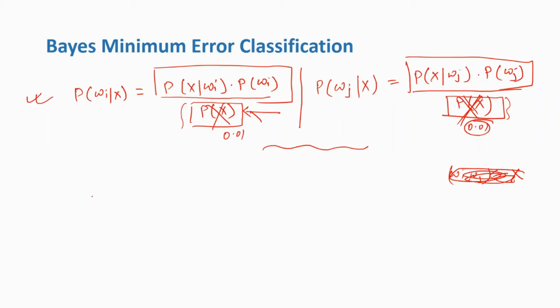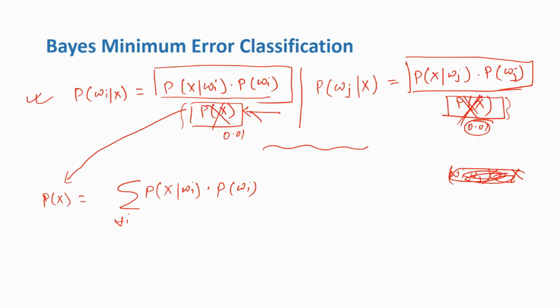Now this probability of x is also given as the summation of probability of x given omega i into probability of omega i, for all values of i. This is the probability which we are ignoring at this time.